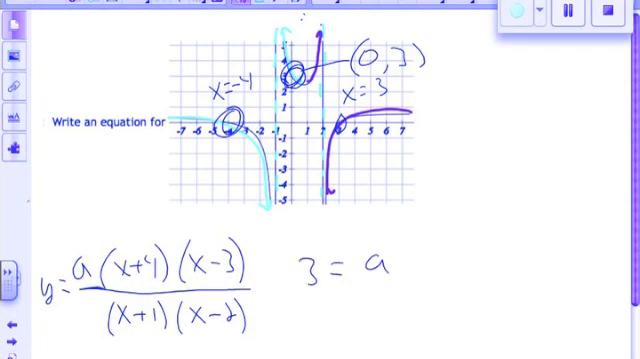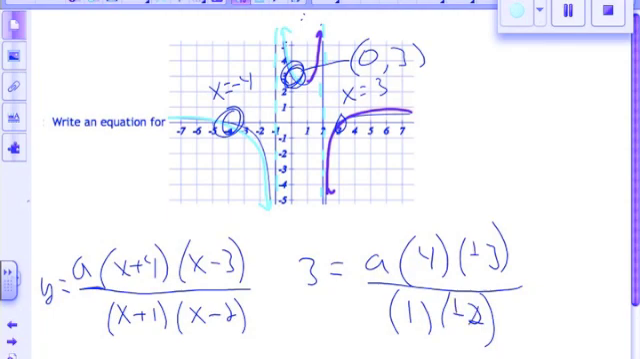So 3 equals some factor a times 4 times negative 3 over 1, because 0 plus 1, times negative 2. Negatives cancel out. 2 goes into 4 twice. So that's going to leave me 3 equals a times 6. Divide both sides by 6. I'm thinking a is 1/2.